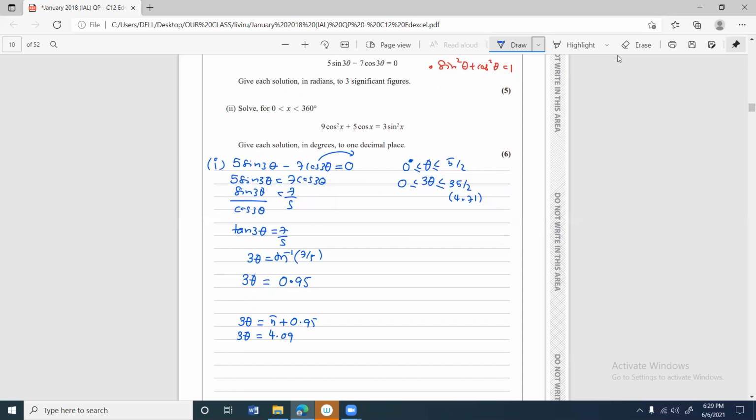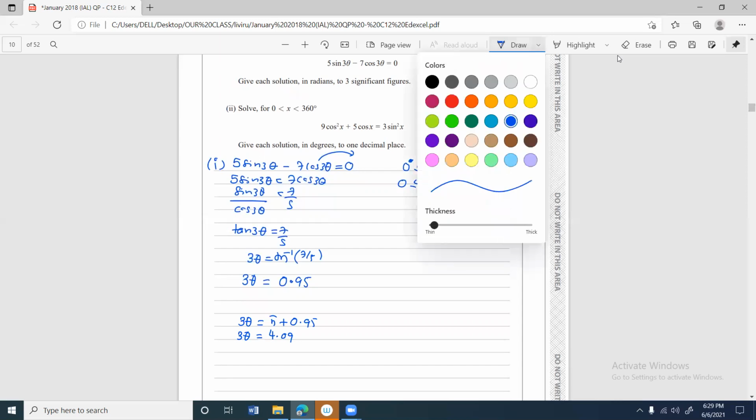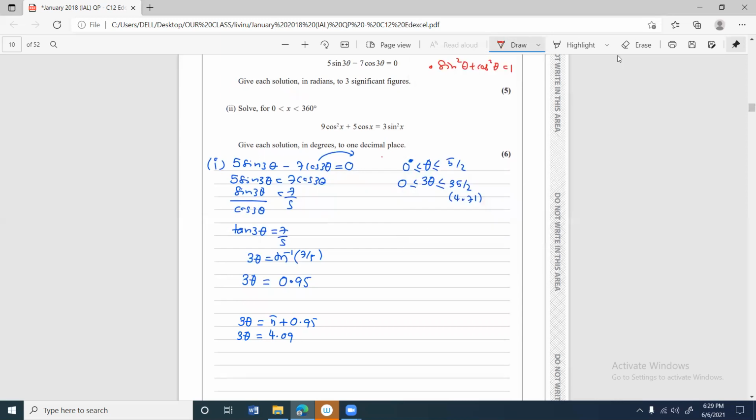Now let me brief the facts we need to understand. For sine, if the first angle is alpha, the next angle is 180 minus alpha or pi minus alpha. For cos, if the first angle is alpha, the next angle is 360 minus alpha or 2 pi minus alpha. For tan, the next angle is 180 plus alpha or pi plus alpha. That is the relationship we have used here.